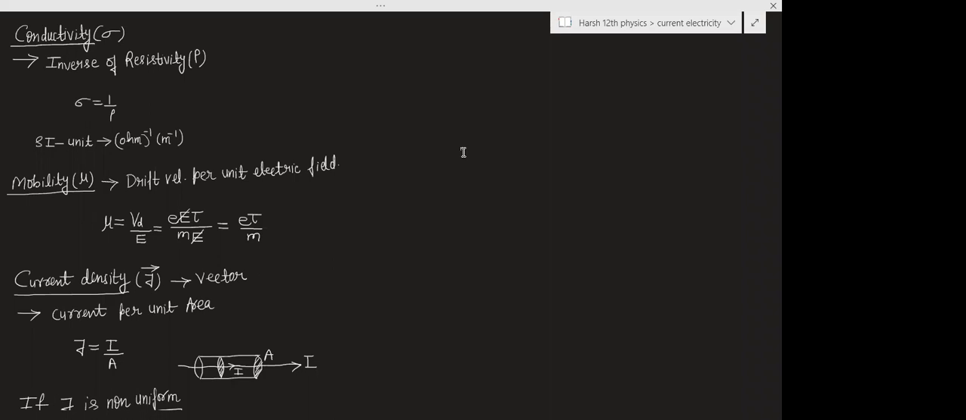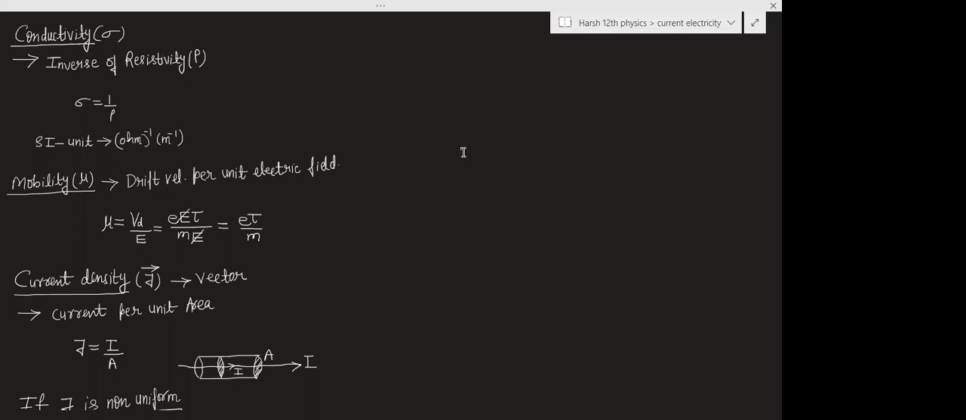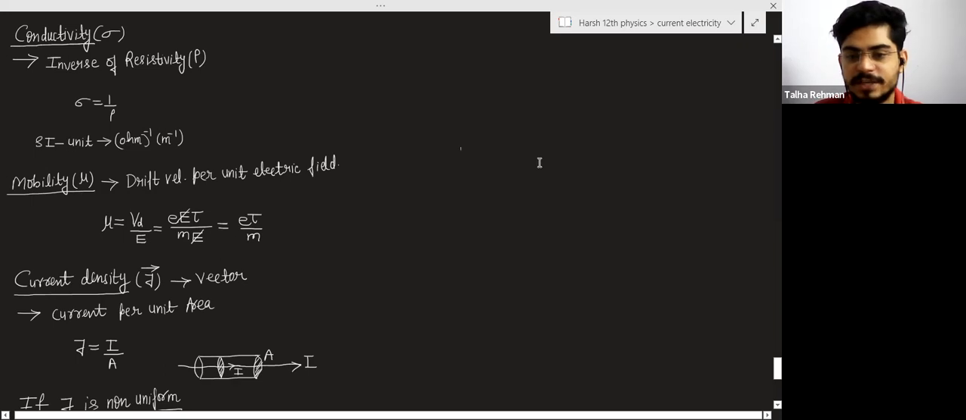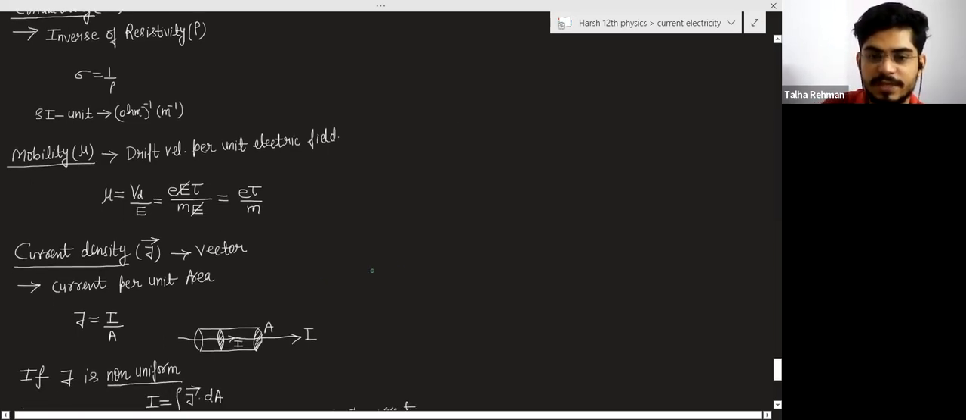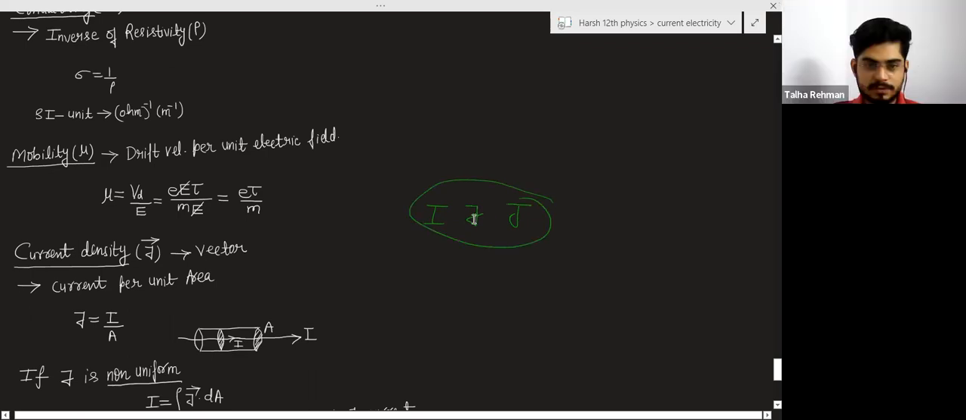Sir, what is that symbol for current density? Is that Joule? The symbol for current density is J. In ABCD we have I, capital J, and I write J like this. You can write J like this. Okay, it's J. Done, sir.